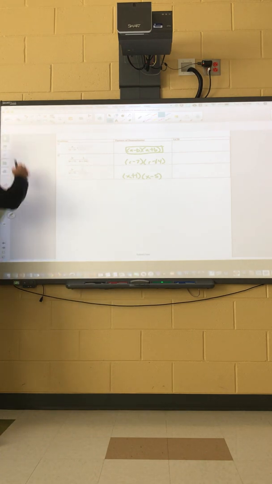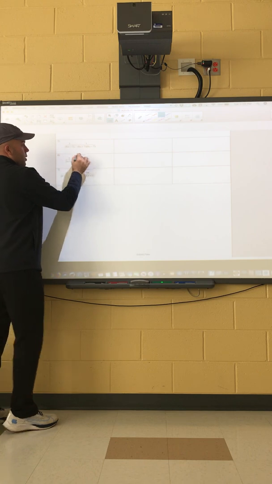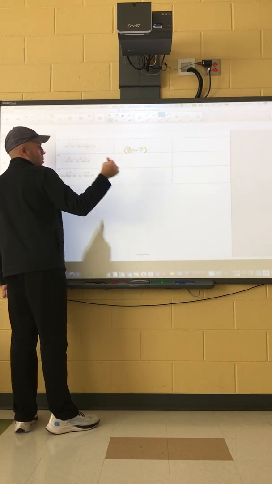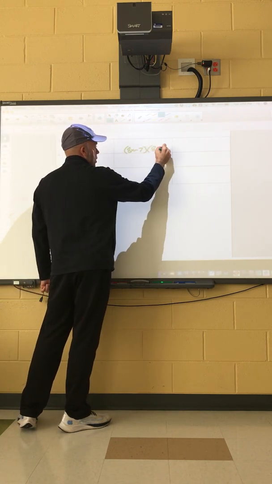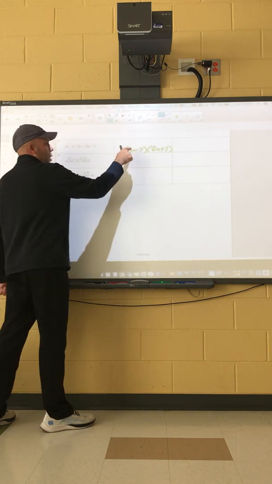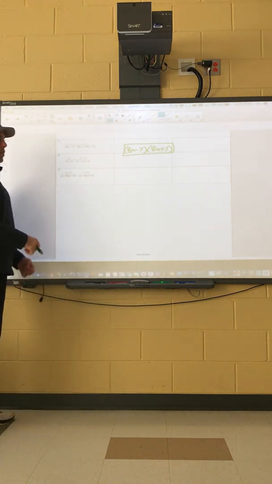Now, let's get to some where you have to do a little bit more. Notice here I see 8x minus 7. I would write that down. That's it for my first denominator. For my second denominator, I see 8x plus 7, so I need to write that down. But now notice, I see 8x minus 7 in the second one as well. I already have it, so I don't need it again. So I can just write that.